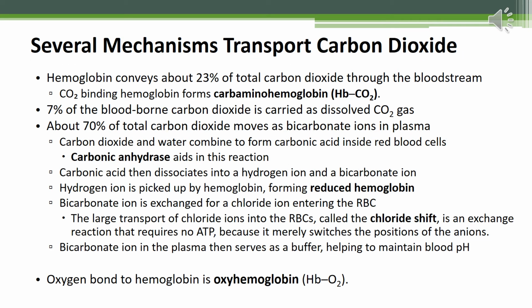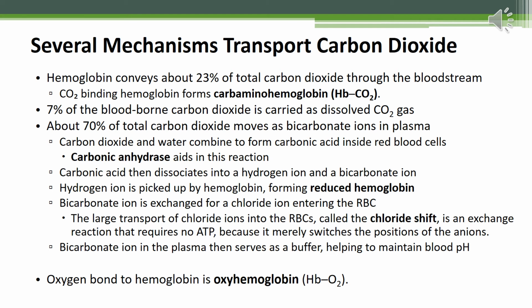Now that we've beaten oxygen transport to death, we're going to focus on the transport of carbon dioxide, which occurs through at least three mechanisms. Hemoglobin conveys about 23% of the total carbon dioxide through the bloodstream. And when CO2 binds to hemoglobin, this forms what is known as carbaminohemoglobin, or HB/CO2. 7% of the carbon dioxide is carried in the blood as dissolved CO2 gas, and the remaining 70% of the total carbon dioxide moves as bicarbonate ions in the plasma. So here's how this works.